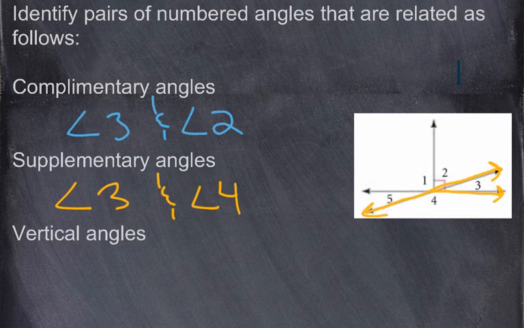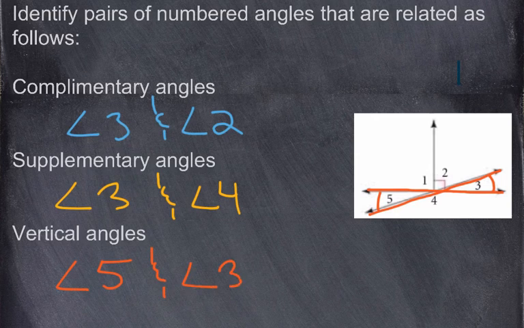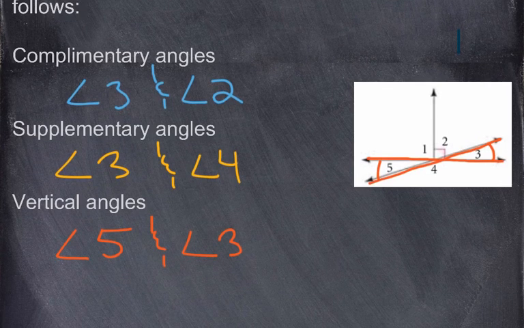And lastly, we have vertical angles. Again, the best thing to do is look for the intersection of two lines. So here goes a line, and here goes a line. On opposite sides of that intersection, you're going to find vertical angles. An example would be angle 5 and angle 3. That would be a pair of vertical angles. Okay, so this lesson is all about angles: supplementary, complementary, obtuse, acute, all that stuff. I hope this helped you understand a little more.